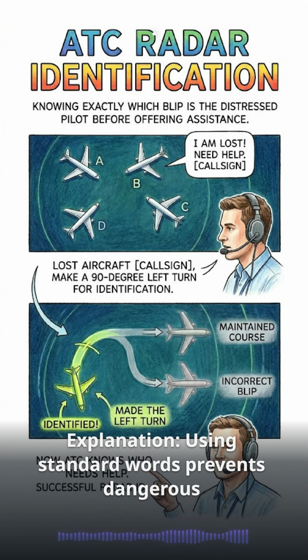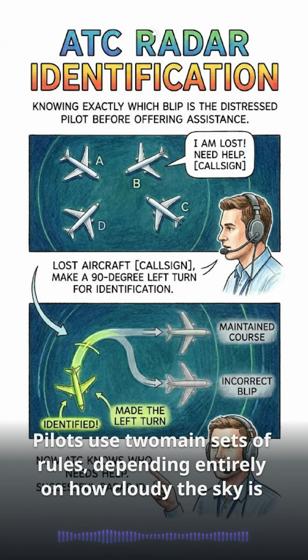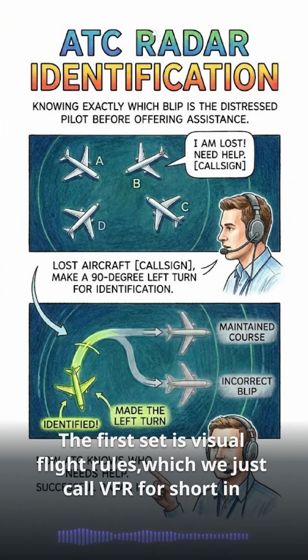Section 4. Today we will learn about flight rules, telling pilots how to fly safely in different weather. Pilots use two main sets of rules, depending entirely on how cloudy the sky is looking. The first set is visual flight rules, which we just call VFR for short in aviation.